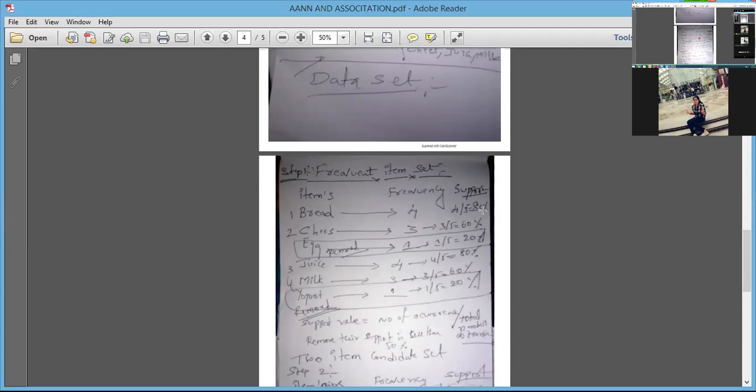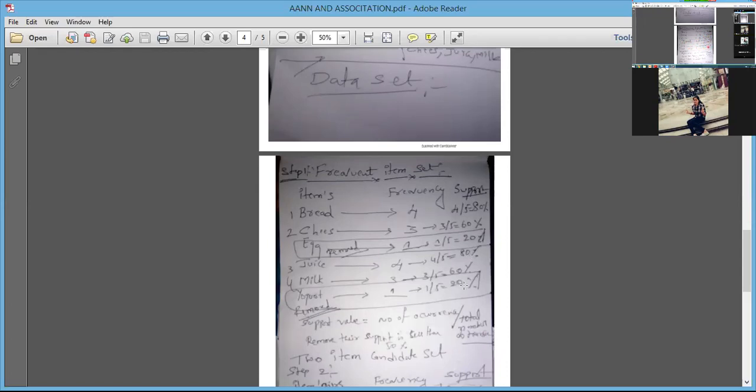Similarly for cheese, what is the occurrence? 3 times. 3 divided by 5, support is 60%. What is the occurrence of egg? Only once. So 1 divided by 5, the support is 20%. Juice, 4 divided by 5, the support is 80%. Milk, 3 divided by 5, the support is 60%. Yogurt, 1 divided by 5, the support is 20%.